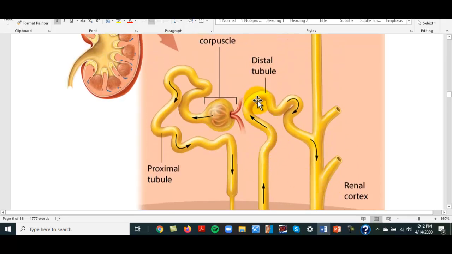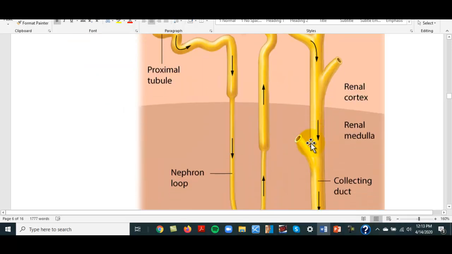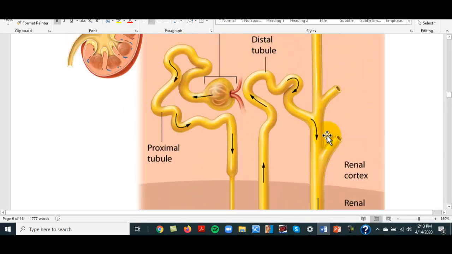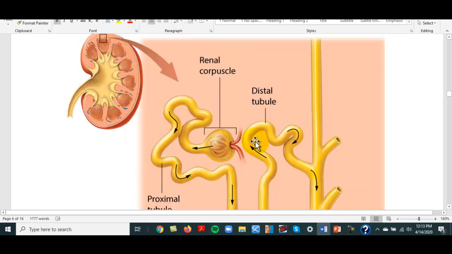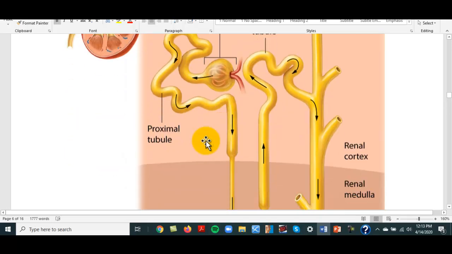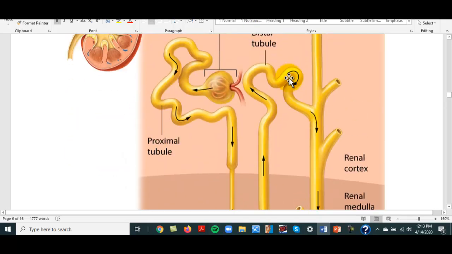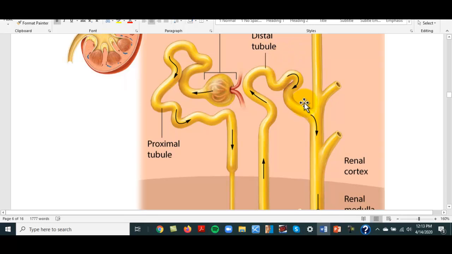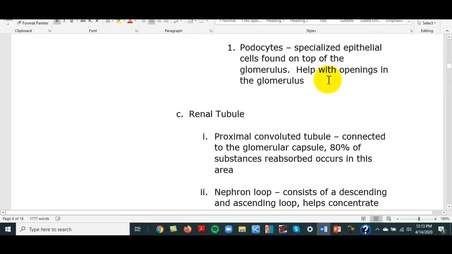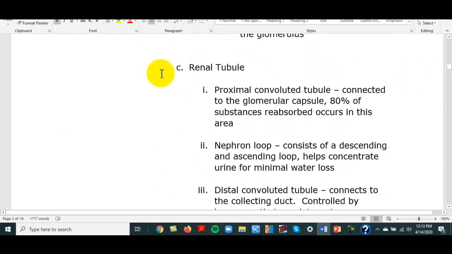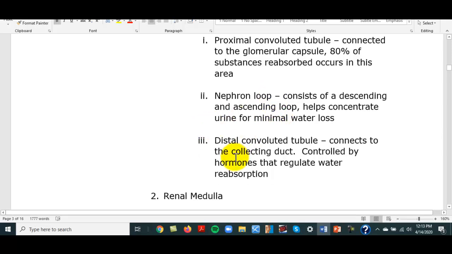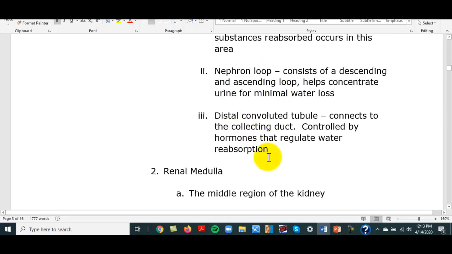And then this over here is called the distal convoluted tubule, and it connects to this area called the collecting duct. So the nephron would stop here. The nephron is a renal corpuscle, and then all of these tubes all the way to there. The collecting ducts are not part of the nephron. All right, so we did that one: proximal, the nephron loop, the distal convoluted tubules.